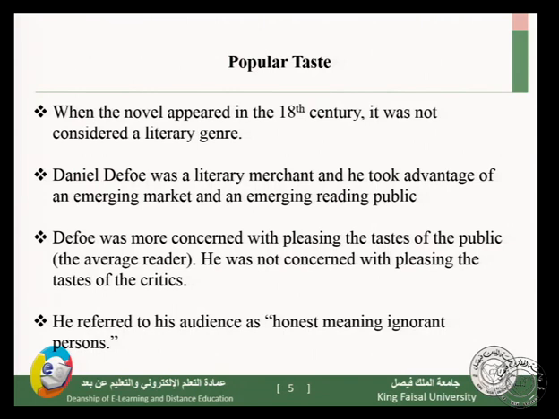We take Daniel Defoe, for example, who is considered to be the grandfather of the novel. Daniel Defoe was a merchant. He was a literary merchant, and he took advantage of an emerging market and an emerging reading public. There is a reading public now, people who can afford to buy books, so he wanted to sell them books. Defoe was more concerned with pleasing the taste of this new middle-class public, the average reader. He was not concerned with pleasing the tastes of the critics or the educated aristocrats.